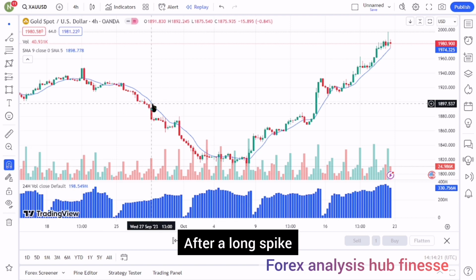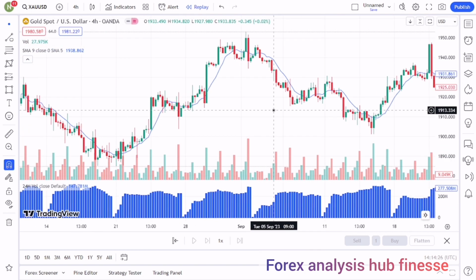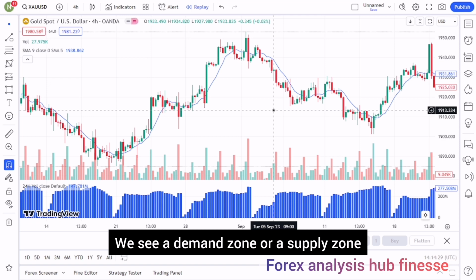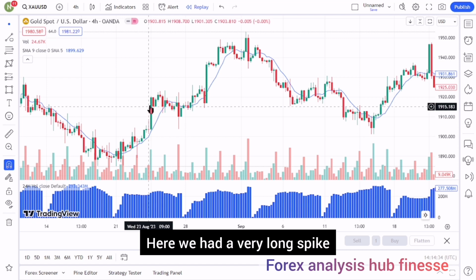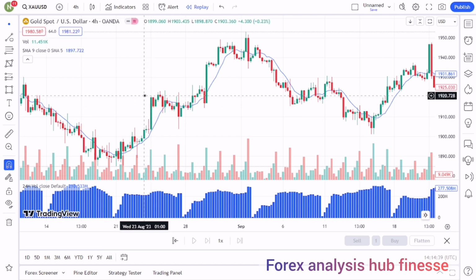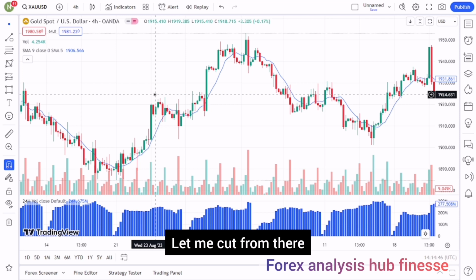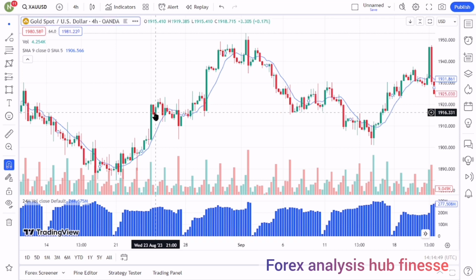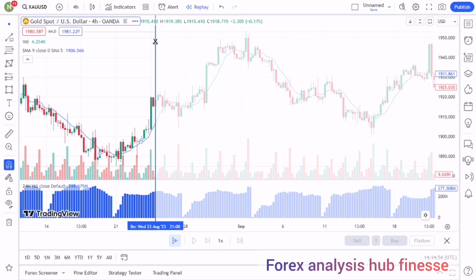After a long spike, we see a demand zone or a supply zone. Let's use this for instance. Here we had a very long spike. The candlestick just before the long spike will be your demand zone. Let me cut it here, from here.